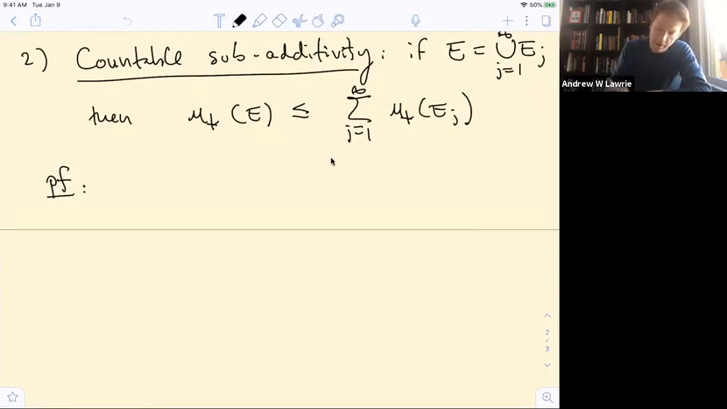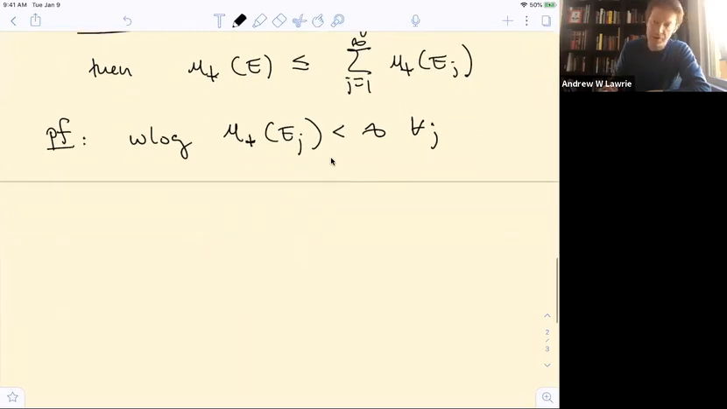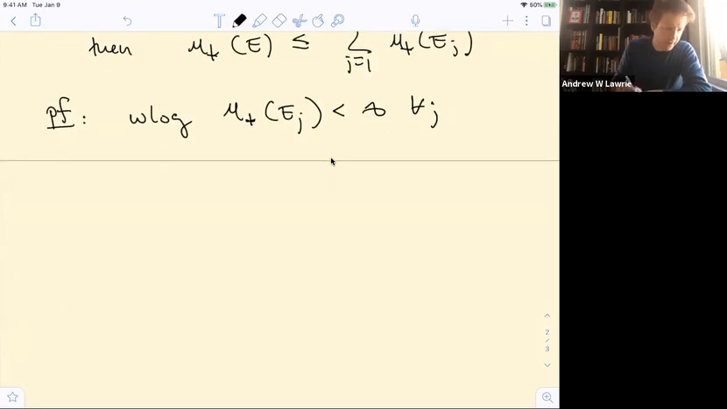Just one comment. Without loss of generality, we can assume that mu star of each EJ is finite for every j, since if one of them is infinite, then the inequality obviously holds. So we can reduce to the case when the exterior measure of each of the EJs is finite. Then let me phrase this differently.